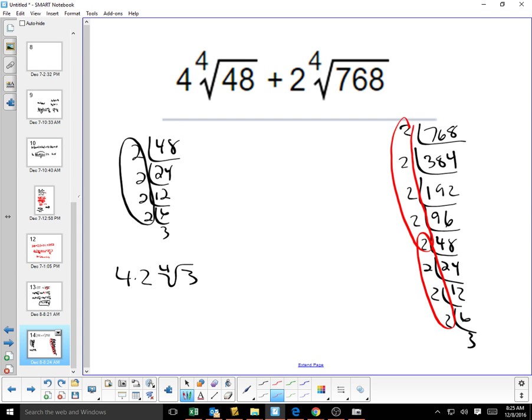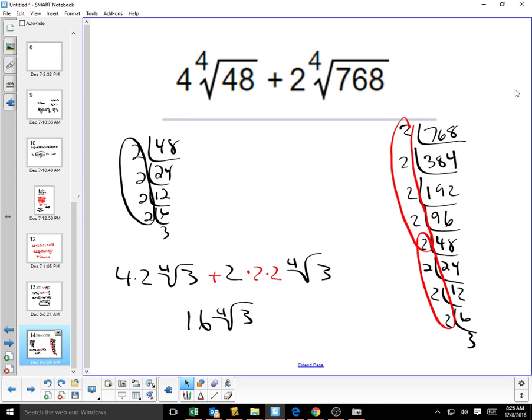So I've got 2 sets of 2s, which means I'm going to get plus 2 times 2 times 2, and then 4th root of 3. So 4 times 2 is 8. 2 times 2 times 2 is 8. So I'm going to get a total of 16, 4th root of 3. Good deal.